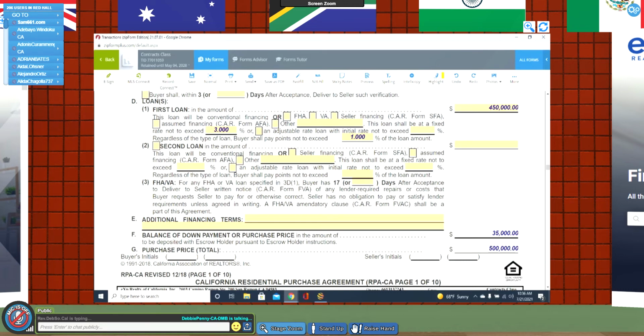Buyer's agents, your job is to protect your clients. So anytime you are writing an offer and not filling in the terms on this, you are not protecting the client. What are points? Google it.